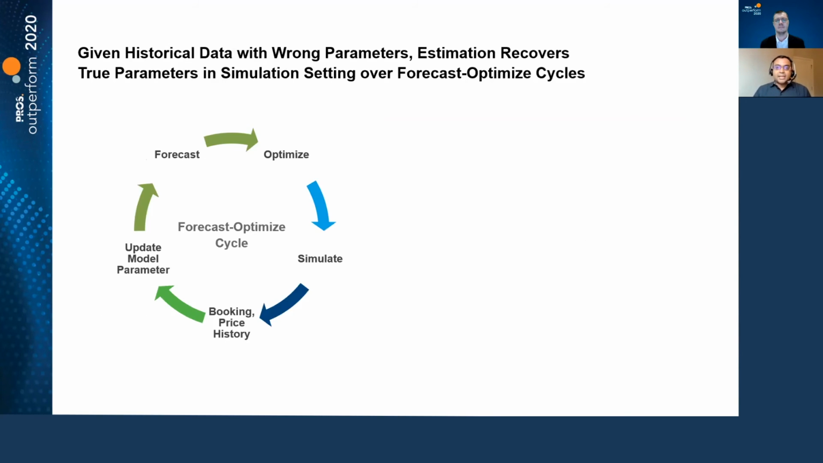We have done extensive amount of testing, both on simulation test bed, as well as with real data set to verify that the willingness to pay forecaster works well. So in particular, on simulation test bed, we have done testing to figure out the robustness of this forecaster. So one question is that if the forecaster starts with parameters which are quite off, then as it gets more data over forecast and optimized cycles, does it recover the true parameter values?